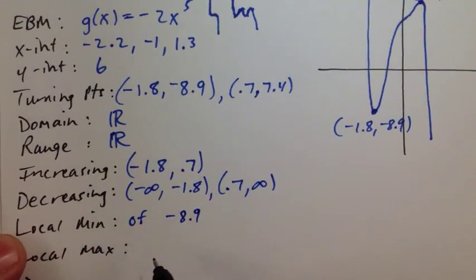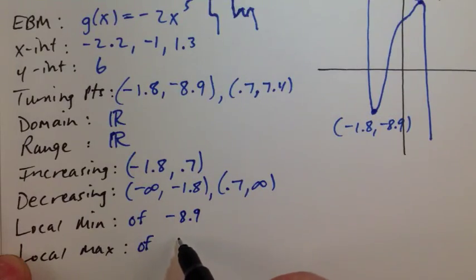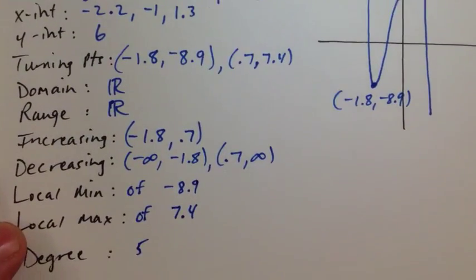We have a local min of negative 8.9, and a local max of 7.4. Okay, and the degree of the polynomial is 5. That's it.